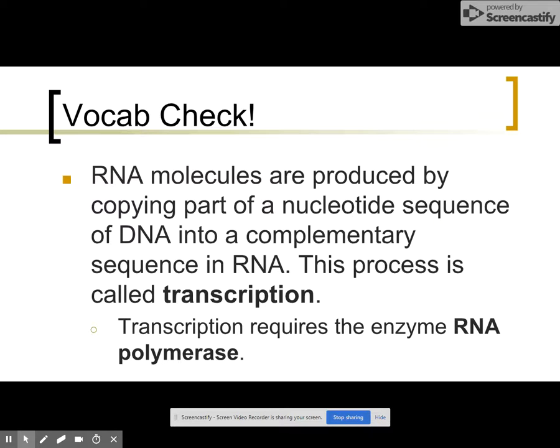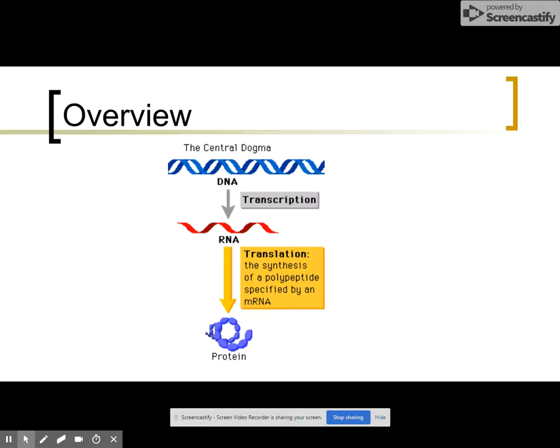Now, this is all done by RNA polymerase. Remember, when we did DNA replication, we used DNA polymerase. Well, now we're making RNA, so we use RNA polymerase. So here's an overview, the central dogma, or the central idea. We're going to go from DNA, and we're going to make mRNA through transcription, and that mRNA will go to a ribosome and be translated or read, right? When you translate something, you're reading it and figuring out what it means. And when we read that information, which is how to build a protein, well, then we can actually build it.